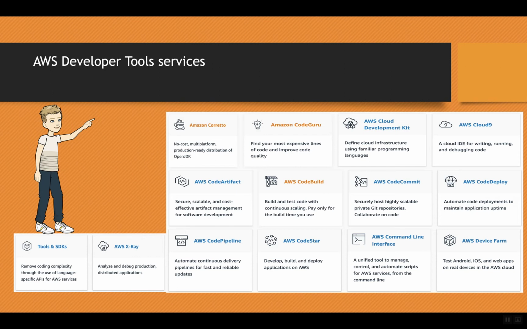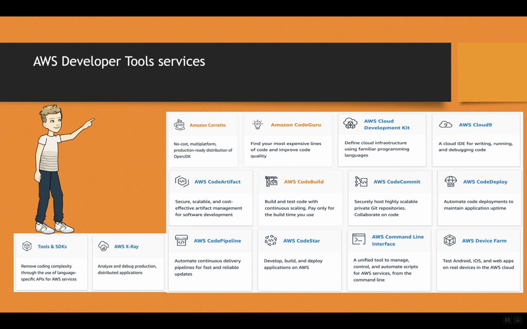So what is Amazon Corretto? It is a no-cost, multi-platform, production-ready distribution of OpenJDK. Amazon CodeGuru finds your most expensive lines of code and improves code quality. AWS Cloud Development Kit can define cloud infrastructure using familiar programming languages. AWS Cloud9 is a cloud IDE for writing, running, and debugging code. CodeArtifact is secure, scalable, and cost-effective artifact management for software development. CodeBuild builds and tests code with continuous scaling, and you pay only for the builds you use.